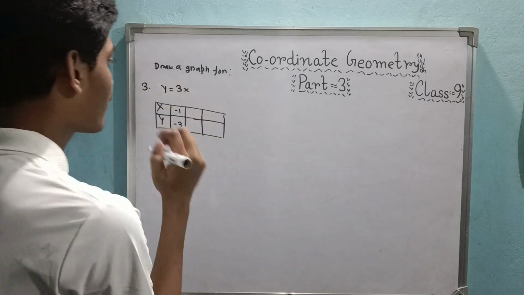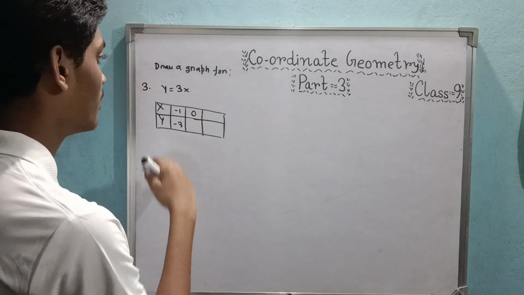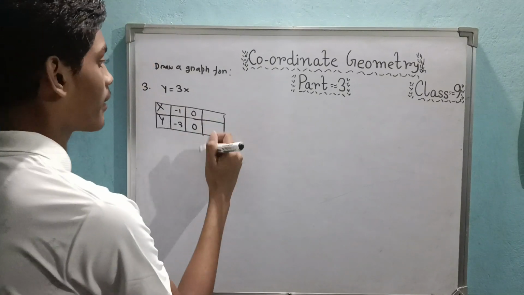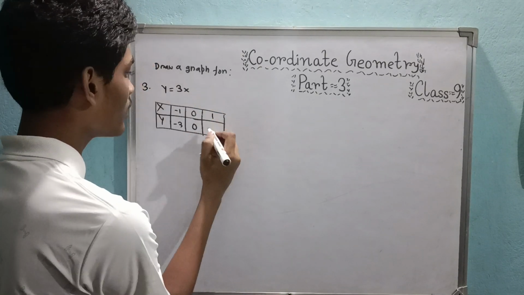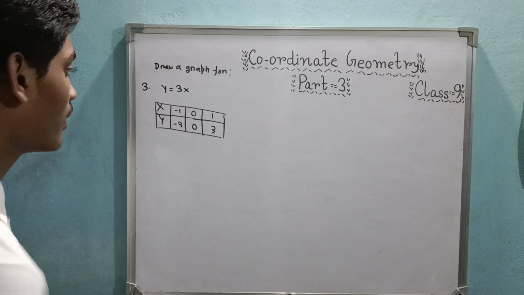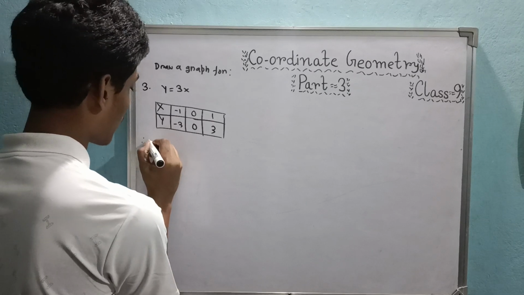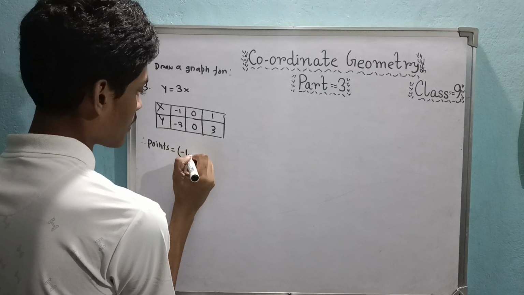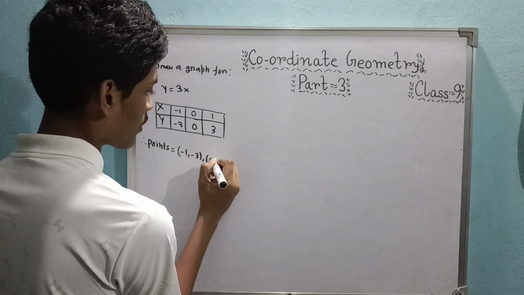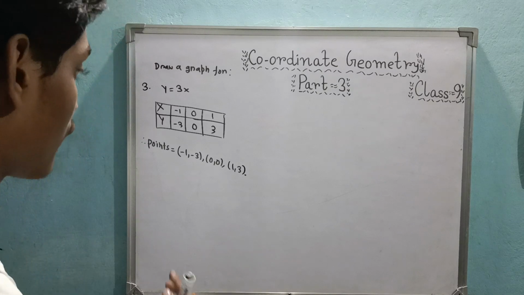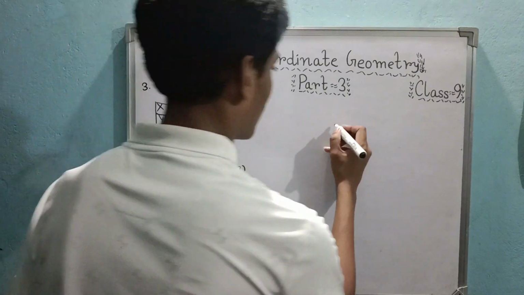If we take x as 0, what will be y? 3 into 0 equal to 0. If we take x as 1, what will be y? 3 into 1 equal to 3. That's how you do it. Then you got the 3 points. The points are what? Minus 1 comma minus 3, 0 comma 0, 1 comma 3. A very good question: origin is 0, comma 0. That is the origin.